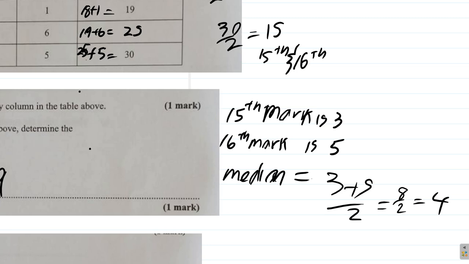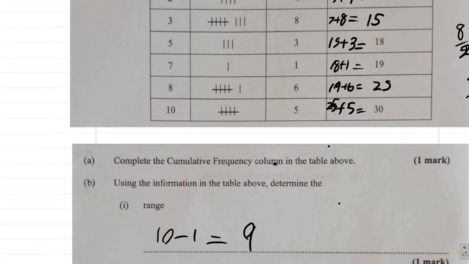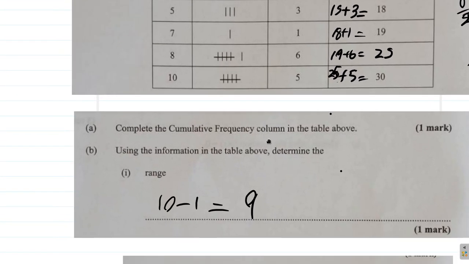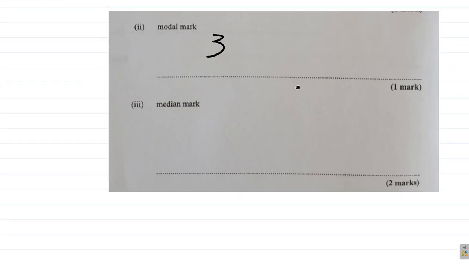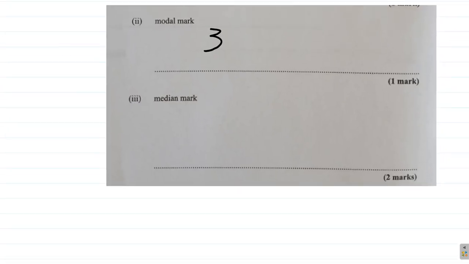And this occurs sometimes where the median is a number that was not there in the first place. It's not in the distribution, but when you calculate it, you get the median. Same like the average. Calculate the average, you get a number that is not actually there in the distribution. So what we got is 4. The median mark is 4. Alright?